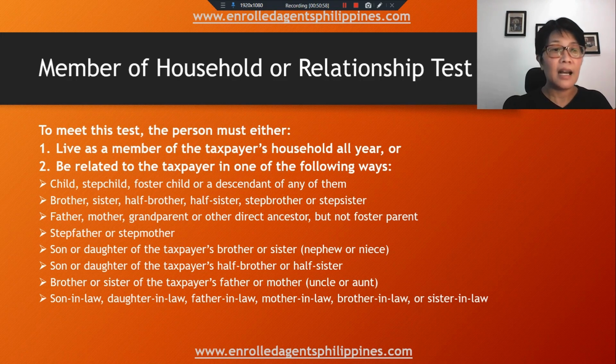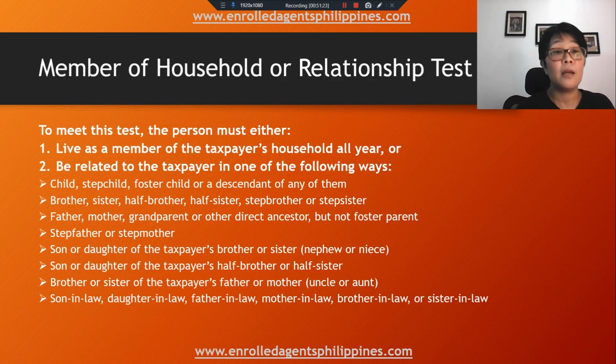So kahit na anak siya, stepchild, foster child, or descendant of any of them, kung hindi niya na-satisfy yung rule dun sa qualifying child, halimbawa sa edad, nagkataon 20 years old na siya, 21 years old na, tapos hindi full-time student, hindi na siya qualified as a qualifying child. Pero pwede siyang mag-qualify as a qualifying relative.